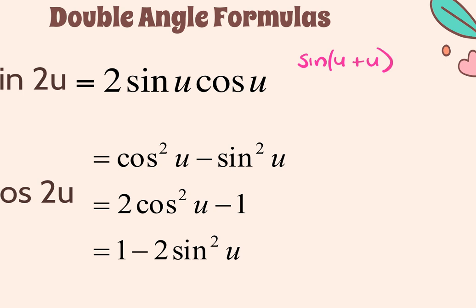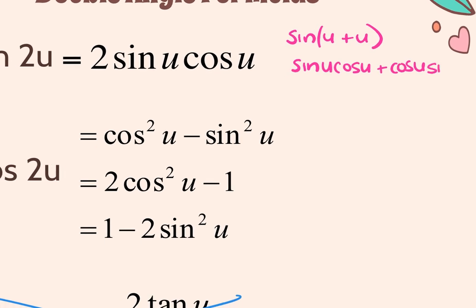Because u plus u is 2u, right? You with me? Yeah? So then let's say I chose to express it as a sum. I would use my sum and difference formula for sine, which is sine, cosine, cosine, sine. Sine of u, cosine of u, plus cosine of u, sine of u.